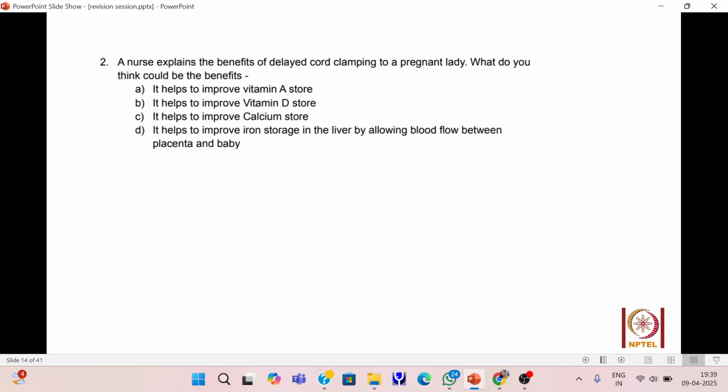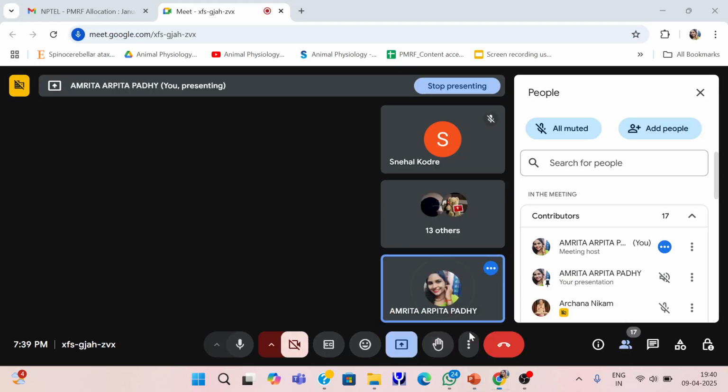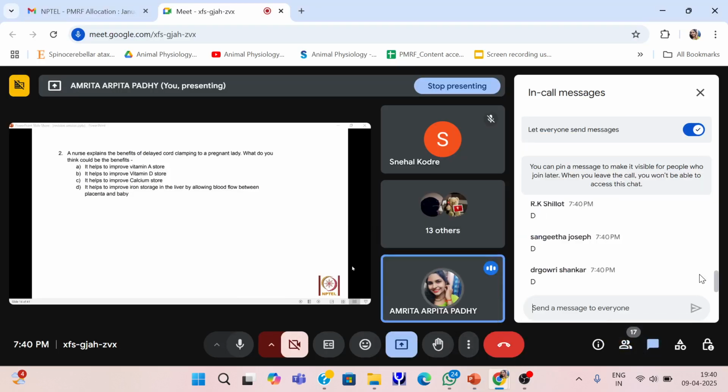It helps to improve vitamin A store, it helps to improve vitamin D store, it helps to improve calcium store, it helps to improve iron storage in the liver by allowing blood flow between the placenta and the baby. Start answering.